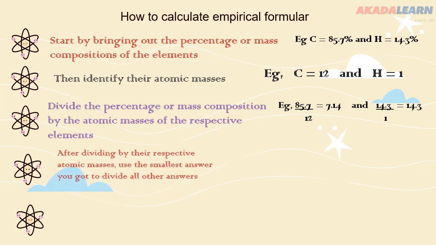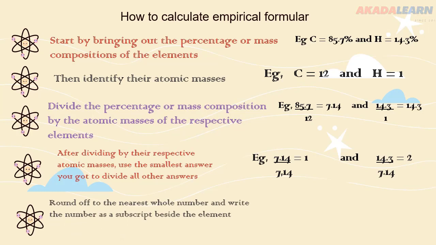In the next step, after dividing by their respective atomic masses, you will look for the smallest number in the answer above and use it to divide through all of them. In this case, 7.14 is the smaller number between the answers we got above. So we divide through by 7.14. That will give us 7.14 divided by 7.14, that is 1, and 14.3 divided by 7.14, that is 2.